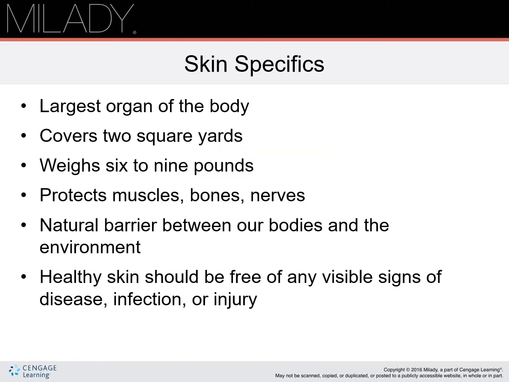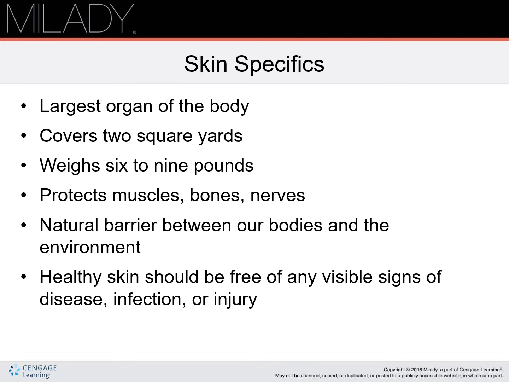Let's talk about some specifics of skin. The skin is your largest and one of the most important organs of the body. It covers 3,000 square inches. It weighs anywhere from 6 to 9 pounds. It protects muscles, bones, and nerves. It acts as a barrier against the environment. Healthy skin should be free of any visible signs of disease, infection, or injury.